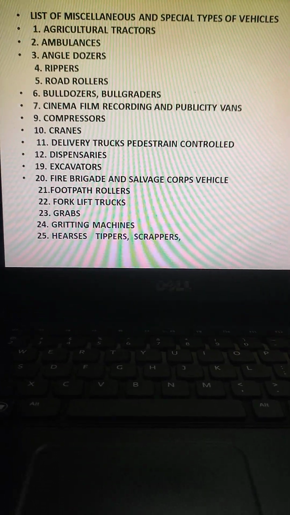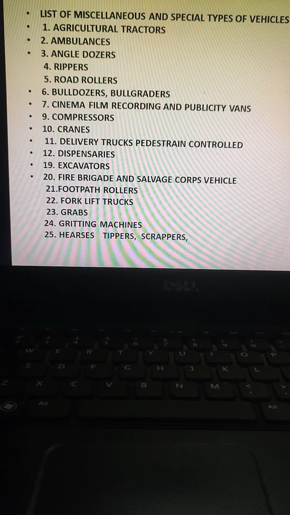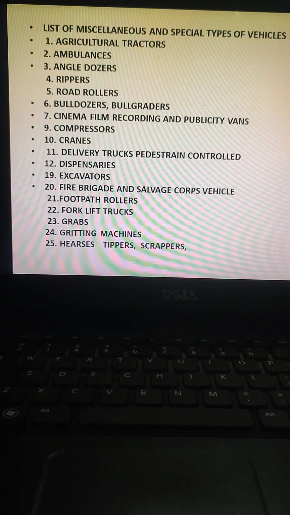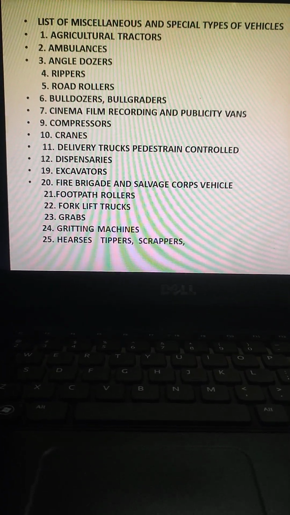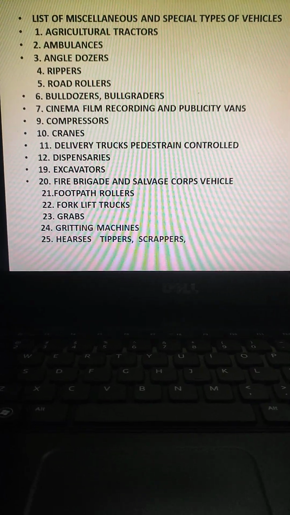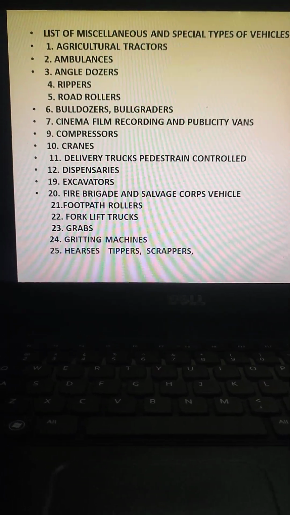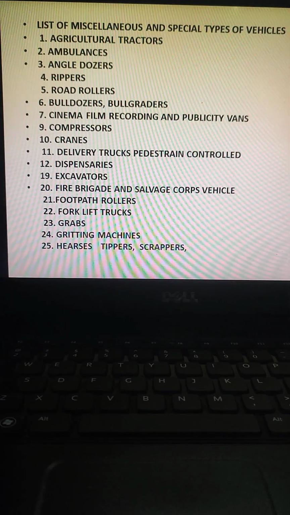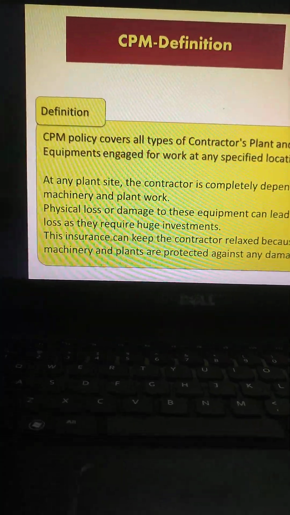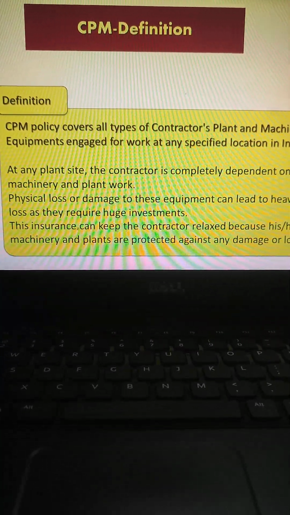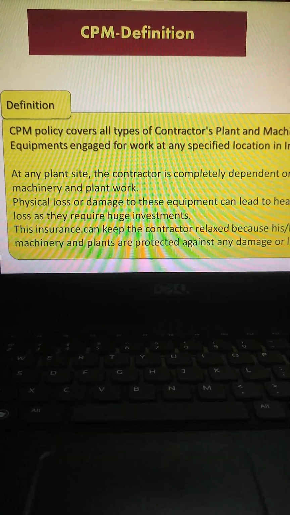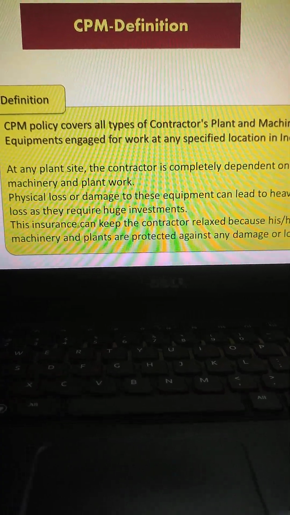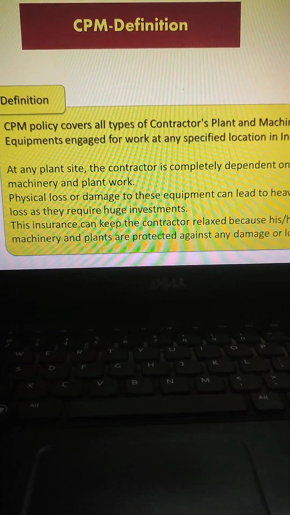For example, agriculture tractors, ambulance, angle dozers, rippers, road rollers, bulldozers, graders, cinema film recording, compressor, crane, delivery trucks, dispensaries, excavators, fire brigade, footpath roller, forklift, gritting machine, hearse, tippers, scrapers, etc. They are all insurable. If they are registered under the RT provisions, then they are insurable under the Motor Vehicle Act, under the motor insurance policies. If they are not registered, then CPM insurance.